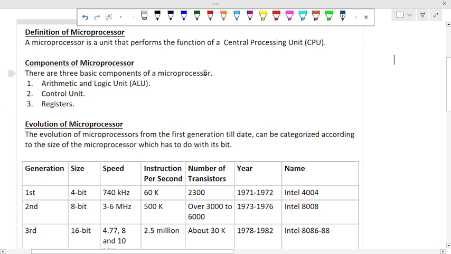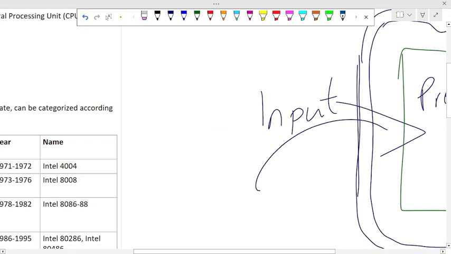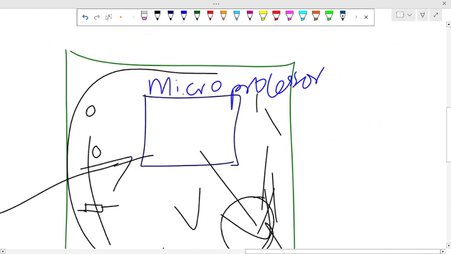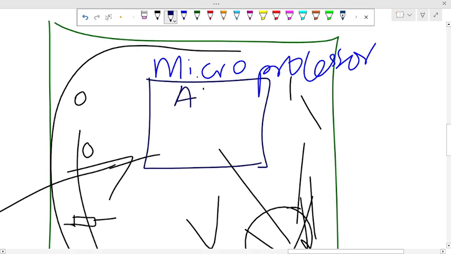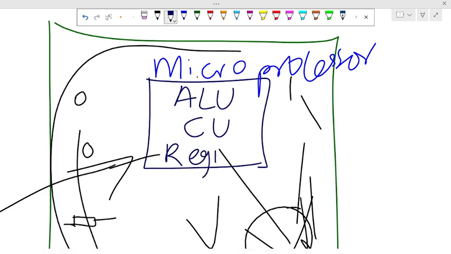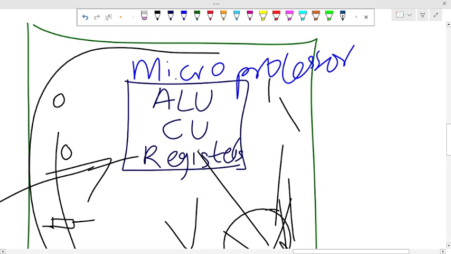Alright, then components of microprocessor, very important. Since we know that a microprocessor exists, I'll come back to this a lot. So what are the components of a microprocessor? That is, what is a microprocessor made of? It's made up of three main components: ALU, CU, and then registers. I think I should have used a different color for this.